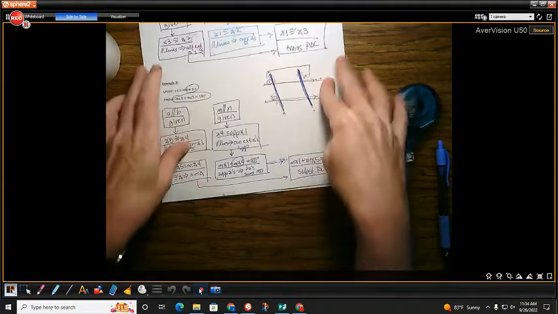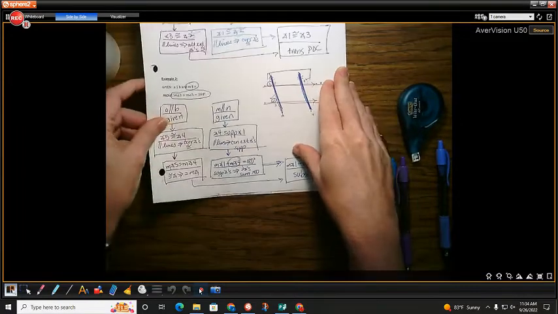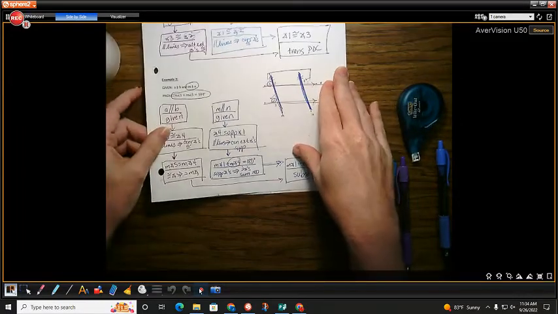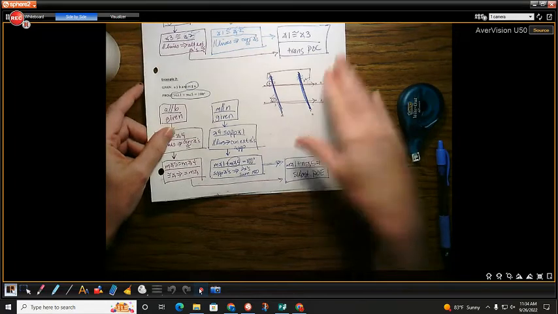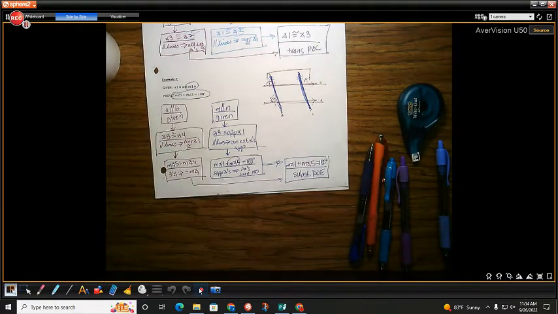Wait, what's the difference between a corresponding and consecutive? Consecutive means same side. But you're either both same side exterior on the outside or both same side interior. Corresponding, you're both on the same side, but one is in between the double lines and one is outside. Okay?